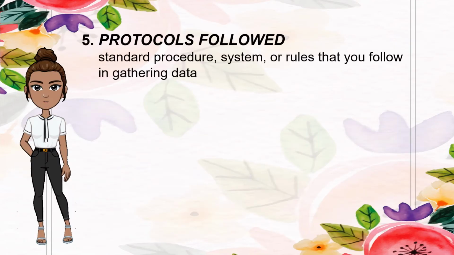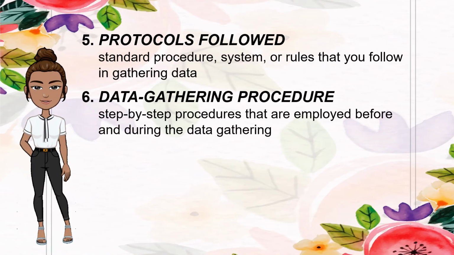Fifth, protocols followed. This refers to the standard procedure, system, or rules that you follow in gathering data. It can be the permission in the conduct of the study, communication letter to the respondents, or agreement on the conduct of interview. 6. Data gathering procedure. This refers to the step-by-step procedures that you employ before and during the data gathering.